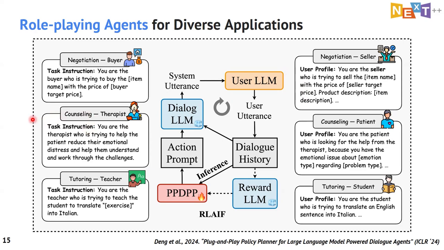Also, for example, in consulting dialogues, the system plays the role of the therapist while the user may play the role of the patient, and we can provide certain types of emotional issue descriptions and the emotional type or problem type as the user profiling and let the LLM play the role of the patient. And so does the tutoring dialogue, where we have the user play the role of the student, who interacts with the teacher. By doing so, we can simulate as many users as possible if we have different user profiling data, and this kind of role-playing agent can be used for user simulation in different dialogue applications.